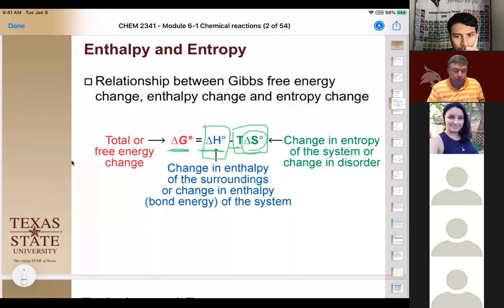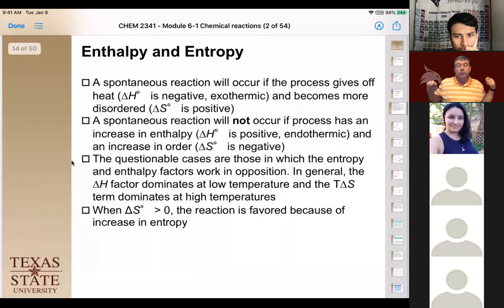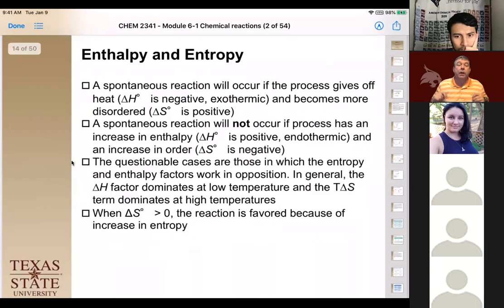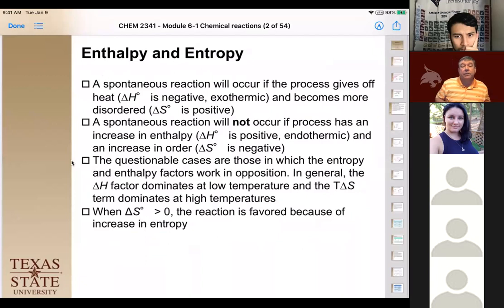Okay. So generally, our Gibbs free energy tells us whether or not the reaction is going to be spontaneous. And if it's a spontaneous reaction, it tends to give off heat, making it exothermic. So the energy that was stored in the bonds is given off during that process. And if it becomes more disordered, like breaking into parts, then that is also accounted for in the entropy.